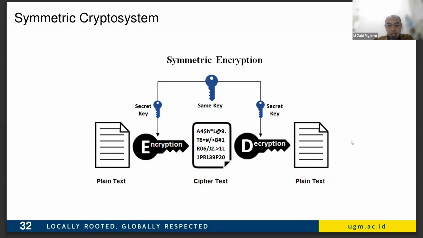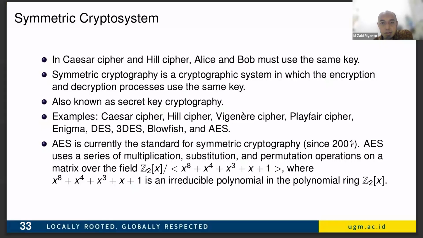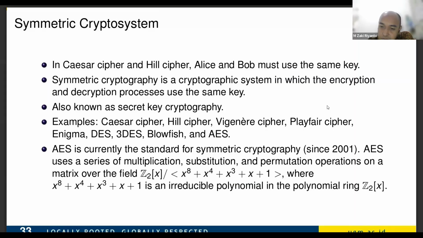So the crypto system that uses the same key for encryption and decryption, we call it a symmetric crypto system. So what is a symmetric crypto system? It's a crypto system that uses the same key for encryption and for decryption. There are many examples of symmetric crypto systems. The examples are the Caesar cipher, the Hill cipher, the Vigenere cipher, the Playfair cipher, the Enigma cipher.